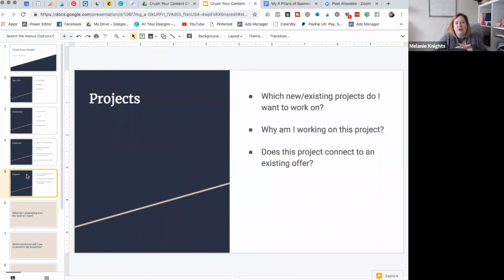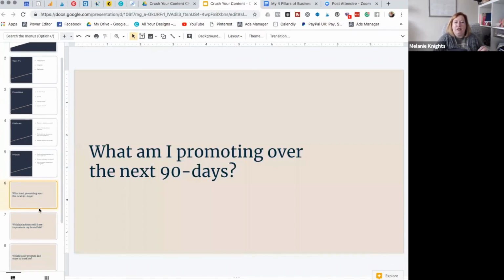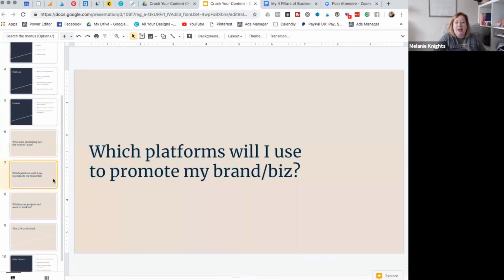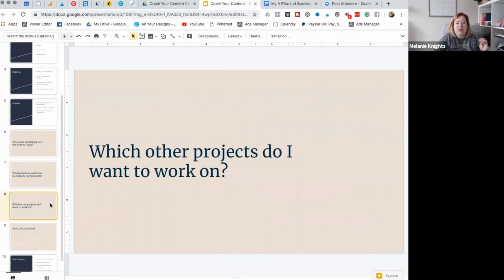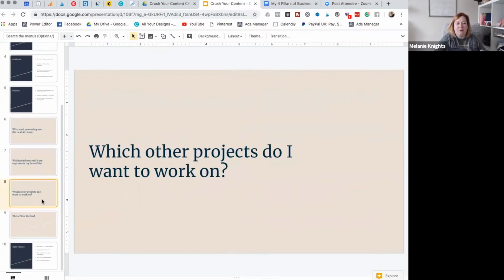I would love for you to take some time to go through each of them: promotions, projects, and platforms. And just make a note. It doesn't need to be super complicated or detailed. It can be, but it doesn't have to be. But I want you to think about what you're promoting, which platforms you're going to use to promote those, and which projects you want to work on over the next 90 days. It's really important that you understand where your time is going over the next 90 days. So, as I said, what are you promoting? Which platforms will you use to promote your brand or business? And which other projects do you want to work on?